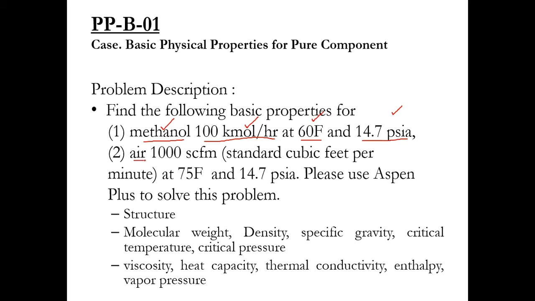Then air, which is at 1000 SCFM, which stands for standard cubic feet per minute, at 75 degree Fahrenheit and 14.7 psi. So again, you see the same values are given, that flow rate, temperature, pressure, and composition is 1 because it's a pure component. Please use Aspen Plus to solve this problem.